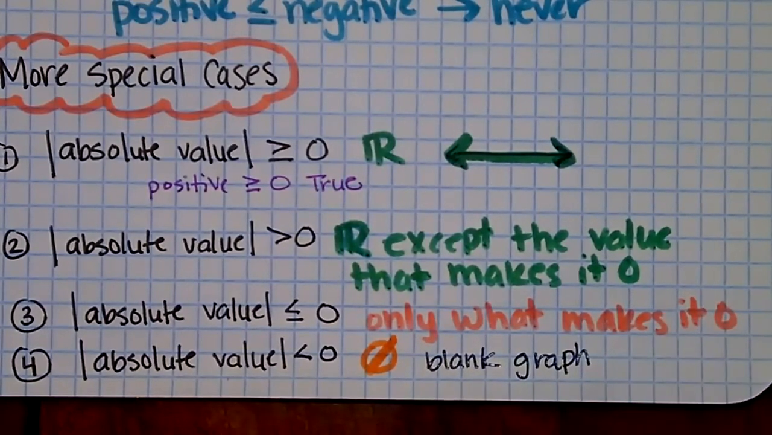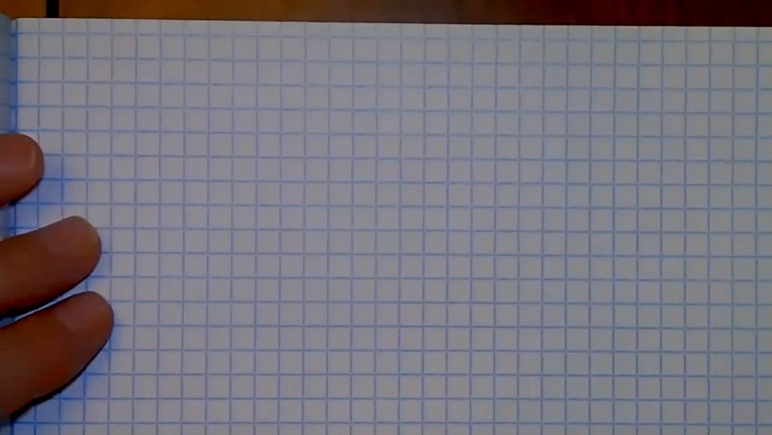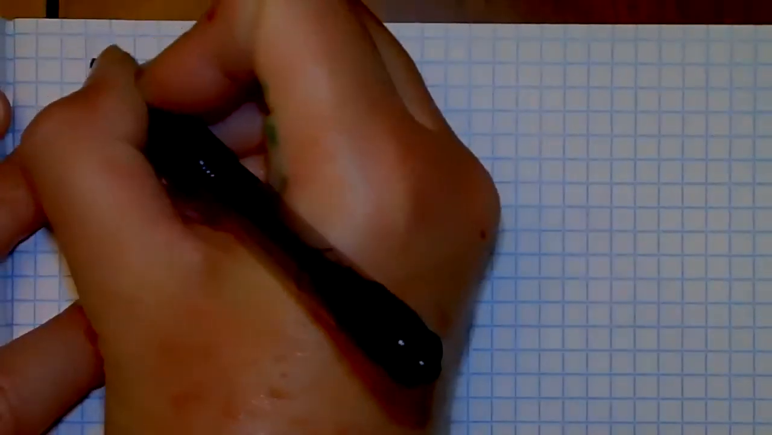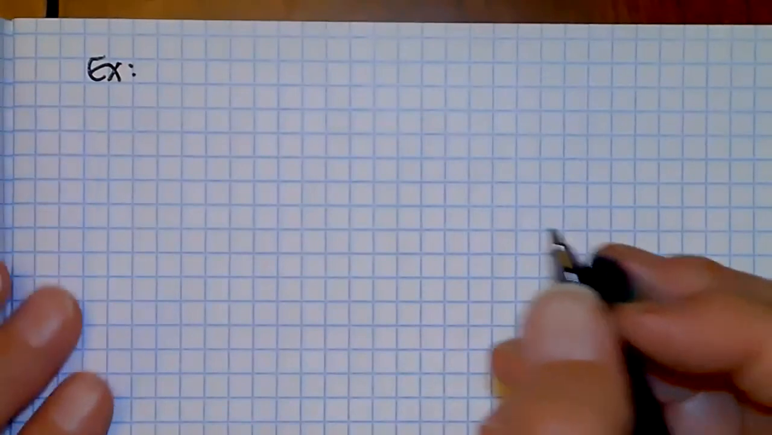Okay, so let me just show you what that would look like. So that's going to be our next set of examples. Okay, so examples where I have 0 on the other side.